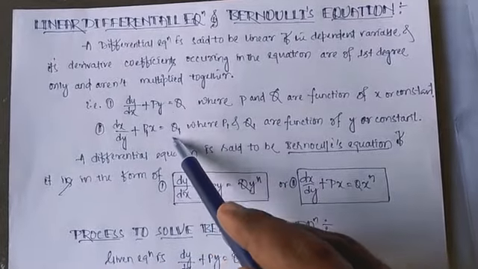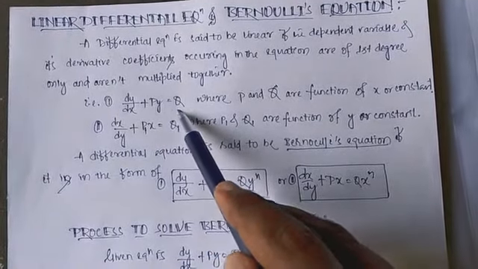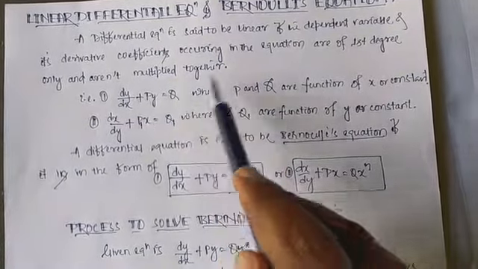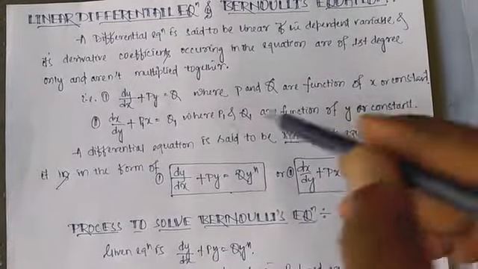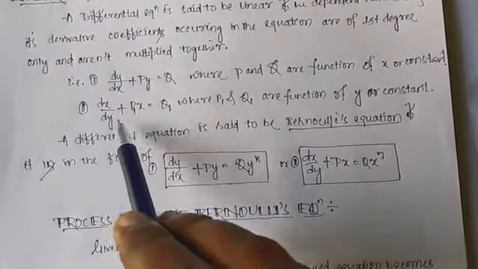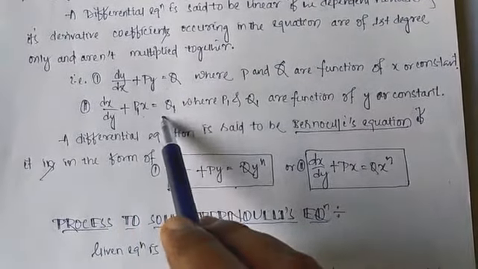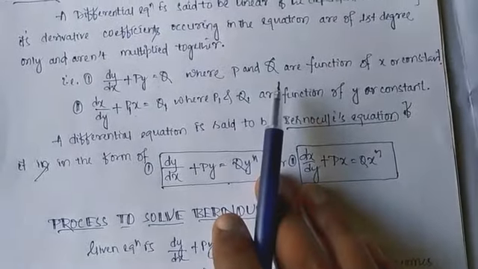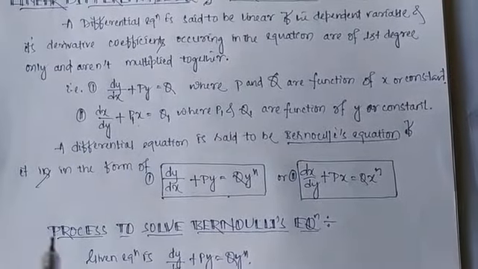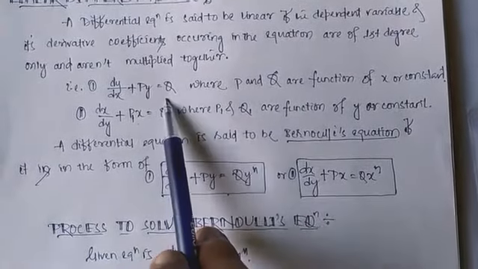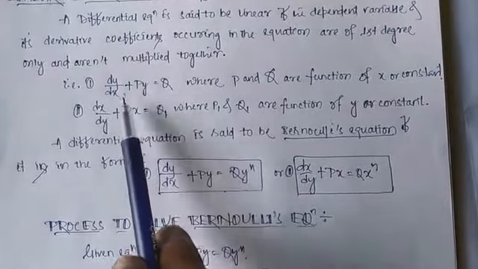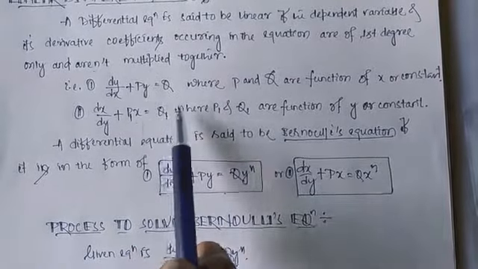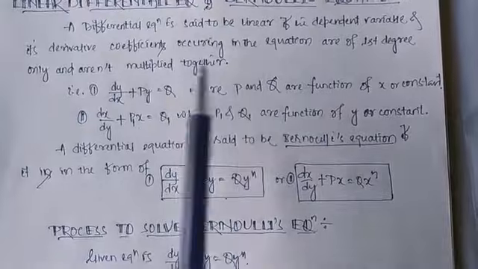So linear differential equations are mainly of two types. One is dy by dx plus py equal to q, where p and q are functions of x, and the second type is dx by dy plus p1 x equal to q1, where p1 and q1 are functions of y or constants. So what is the process? First, find p and q in both cases. Second, find the integrating factor. Third, find the solution as we discussed previously.